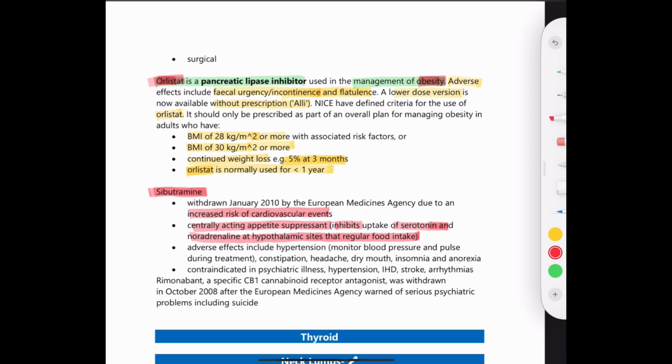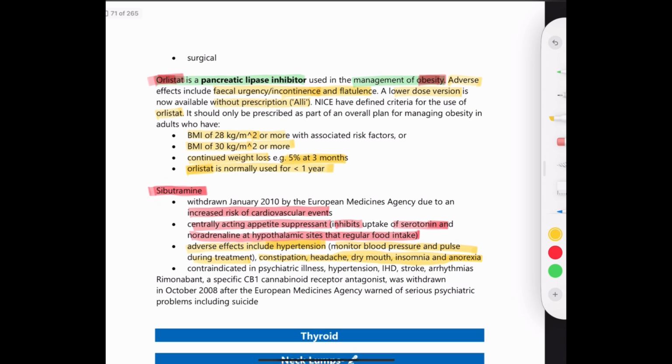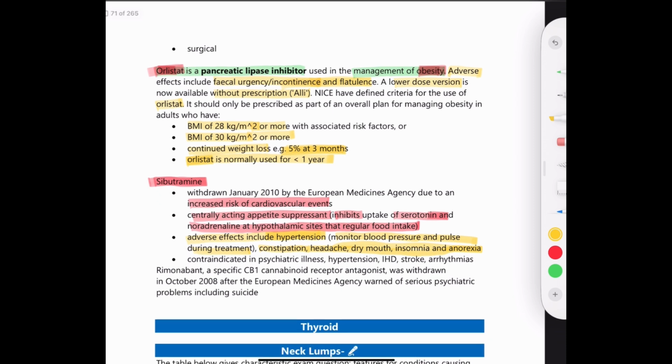The adverse effects include hypertension, so you have to monitor blood pressure and pulse during treatment. Others include constipation, headache, dry mouth, insomnia, and anorexia. With insomnia, people are not able to sleep.